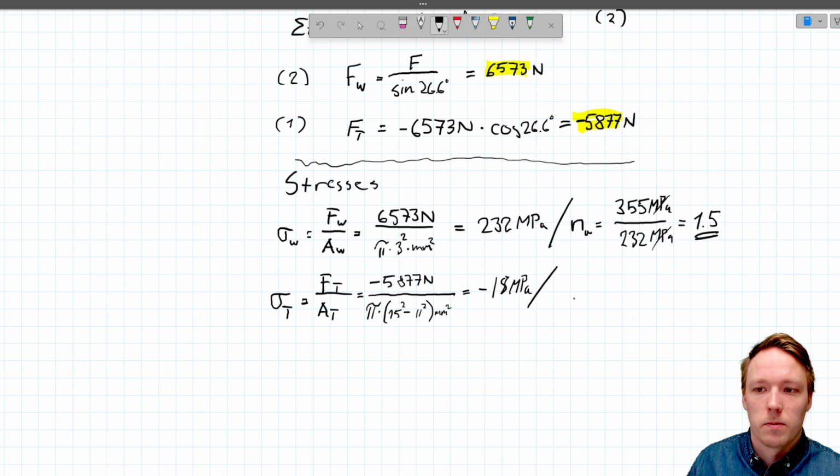megapascals. And factor for safety tube is yield strength of the aluminium was 180 divided by the stress in the tube, which is minus 18 megapascals, but because factor of safety cannot be negative, we can normalize this like that, and now we get 10.